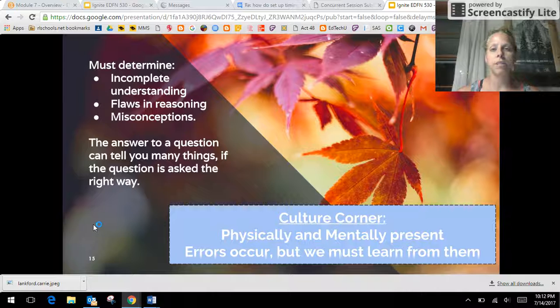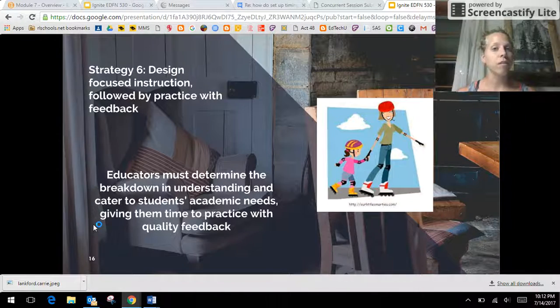So how a student answers a question, what their answer is, can tell you a lot about what they know or don't know. In the culture corner, physically and mentally be present, and errors can occur, and that's a good thing in our classroom.